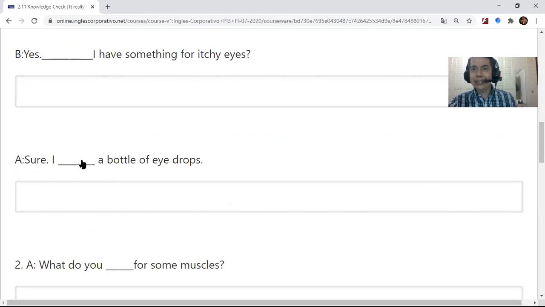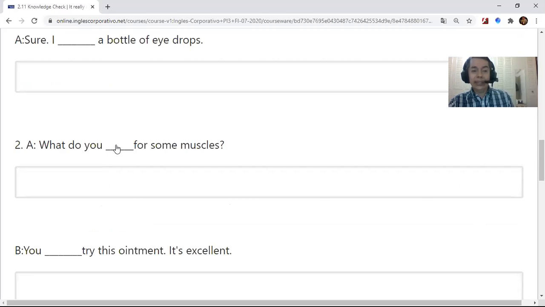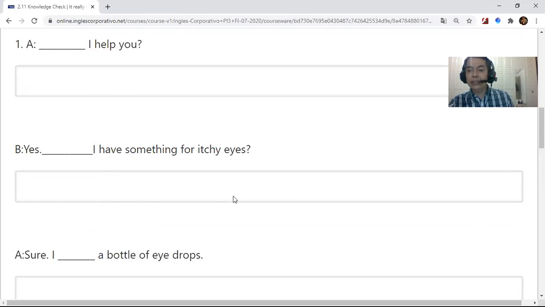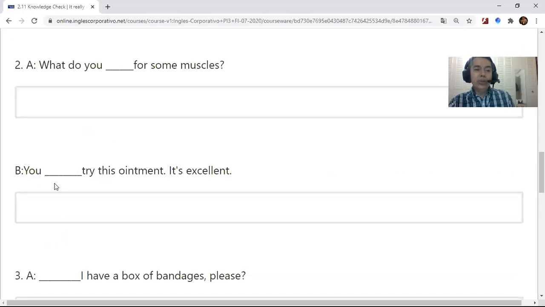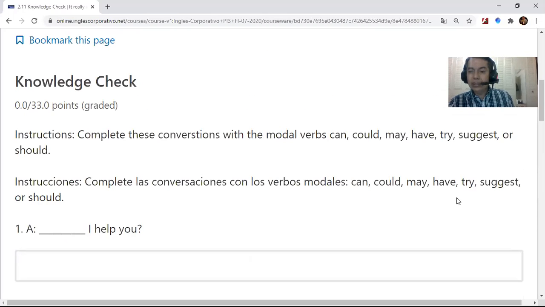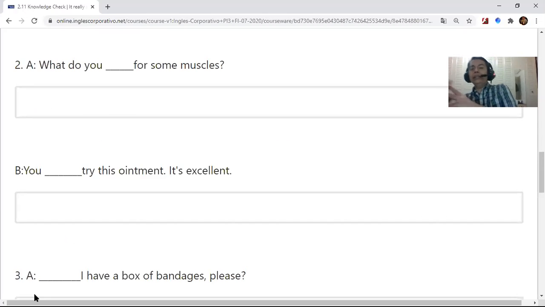Okay, una de estas vamos a usar aquí. No se lo puedo decir porque lo tienen que hacer ustedes, okay? Then, aquí está haciendo una pregunta. Quiere una sugerencia. Entonces, again, have, try, suggest, or should. Cualquiera de estas puede ser, okay? Next one. Again, this is a suggestion. Aquí le estamos dando una sugerencia porque use ungüento, right? So, again, sería una de estas cuatro: have, try, suggest, or should. Okay? So, the first thing you have to distinguish is when is a request and when is a suggestion, right?